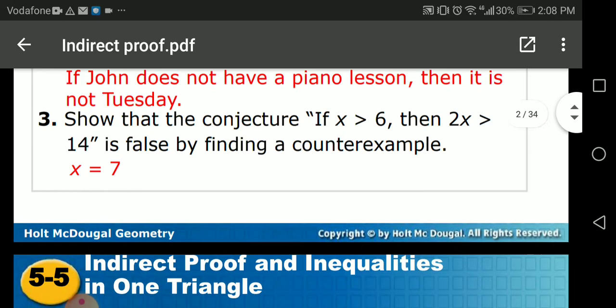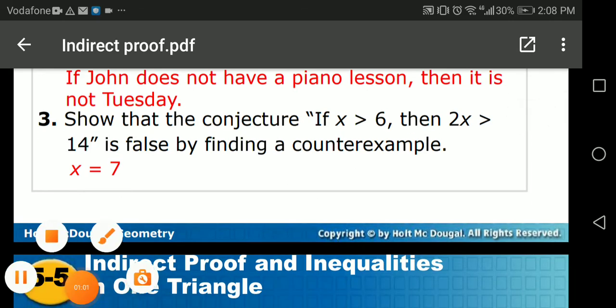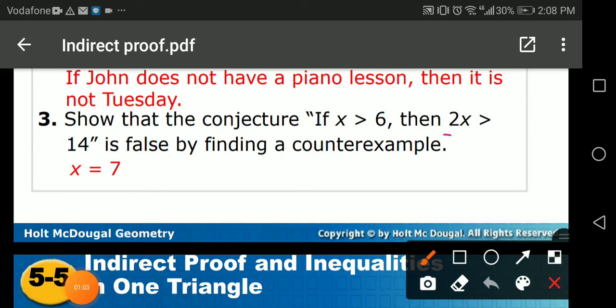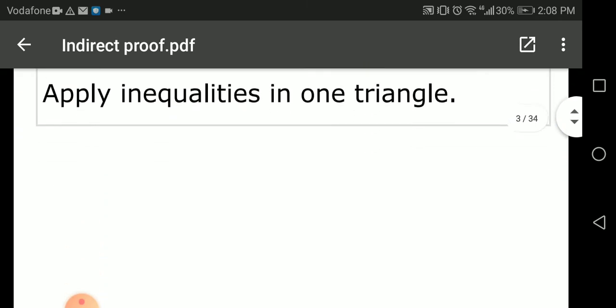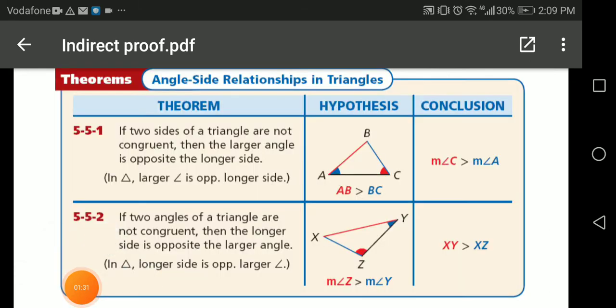Show the conjecture false: if x is greater than 6, then 2x is greater than 14. So we're going to have an example here. Instead of x, we will put 7. So 7 is greater than 6. But double seven, is it greater than 14? It's 14. Is 14 greater than 14? No, so this is false. Okay, so let's start our lesson.